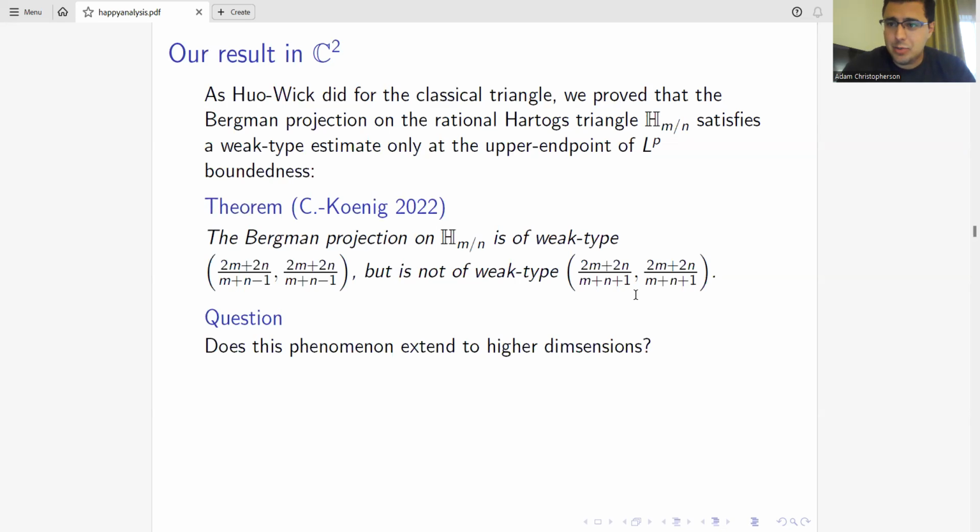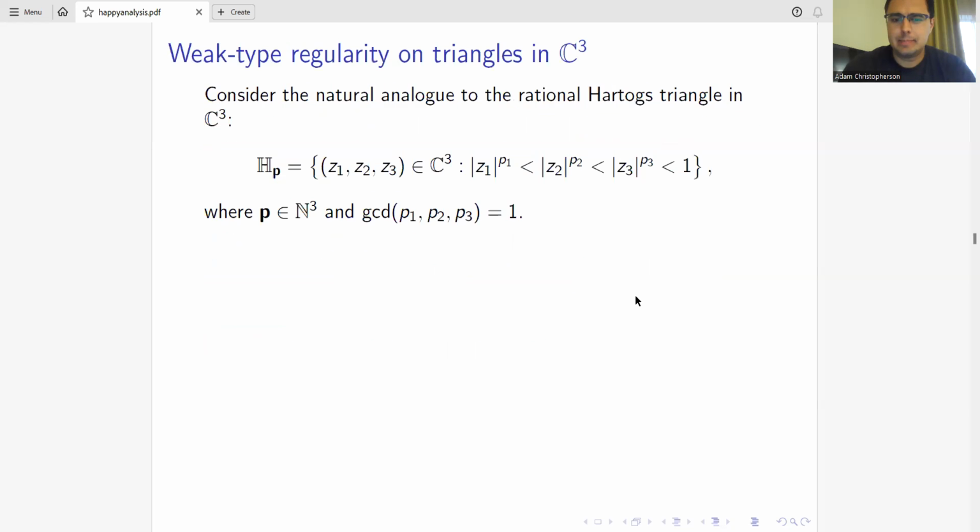Don't have a live audience, so I'll preemptively ask myself a question. And the question is, does this phenomenon extend to higher dimensions? And the answer, in fact, is yes, provided you carefully define what the Hartogs triangle in C3 looks like. So let us, for example, consider the following. I'll call it H with a boldface P, Z1, Z2, Z3 in C3.